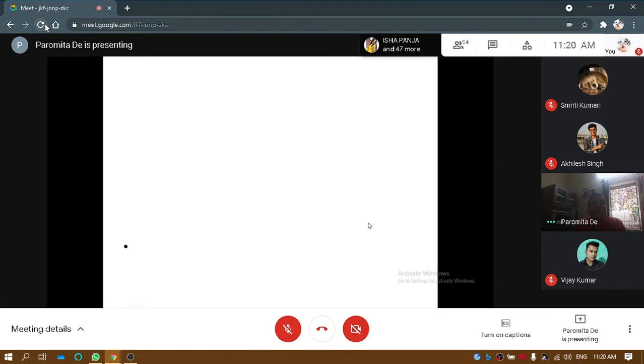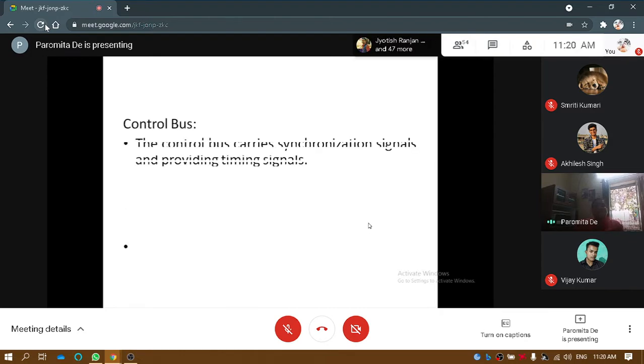That data can appear. Third is the control bus. This is the third kind of bus. We had discussed these 3 buses in the last class. The control bus will carry all the synchronization signals and provide the timing signals.